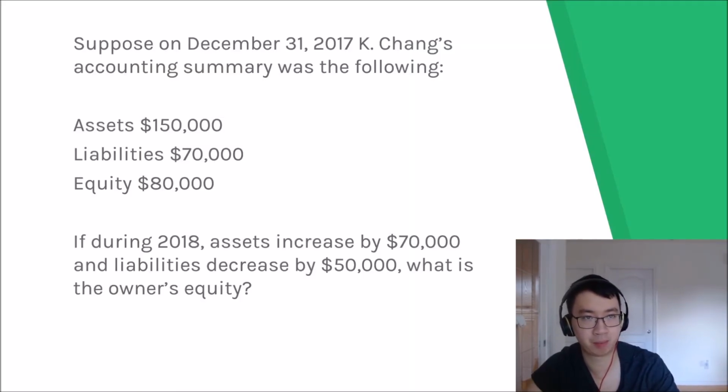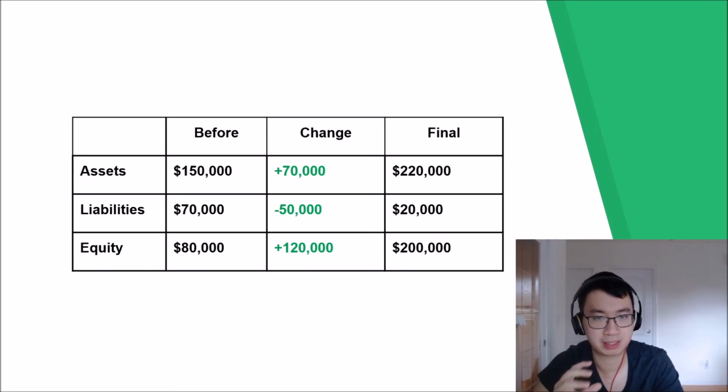Now let's try a little bit of a more complex problem. We have assets on this side, liabilities, and equity. Suppose during this year our assets increased by 70,000 and our liabilities decreased by 50,000. So what is the overall impact to this company? We can create a grid to help us analyze the changes in this business. So before we have assets over here of 150,000, we have liabilities of 70,000 and equity of 80,000. So the change is that we have an extra 70,000 in our assets. Our liabilities went down by 50,000.